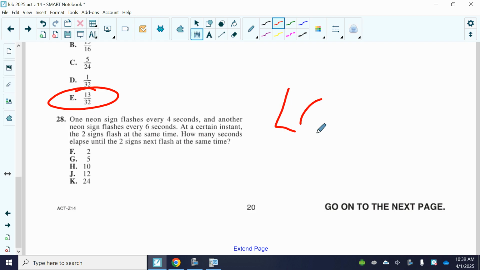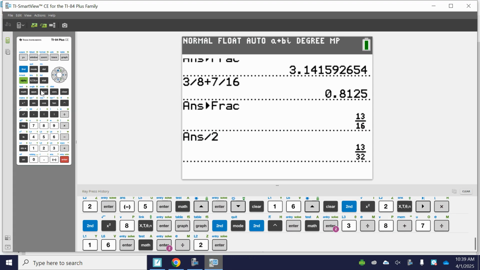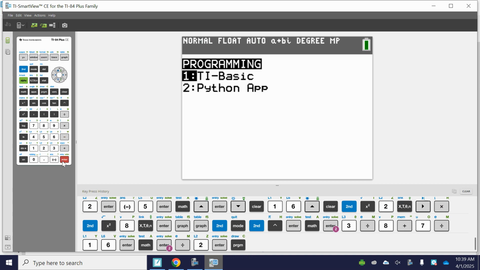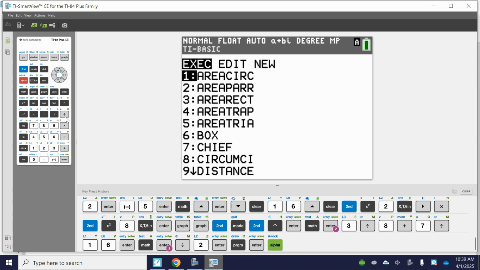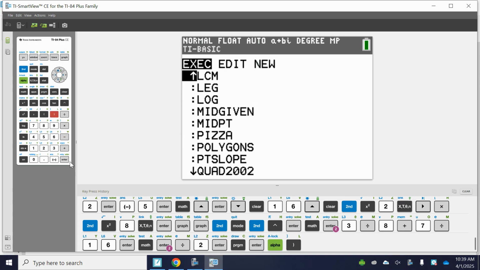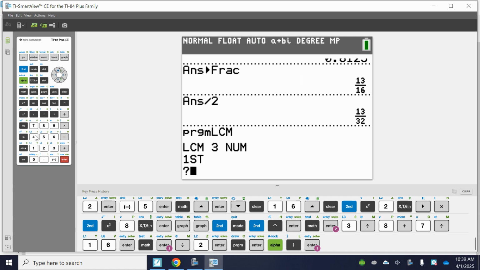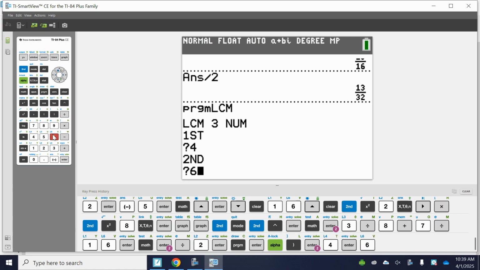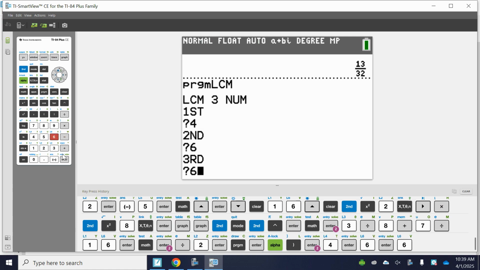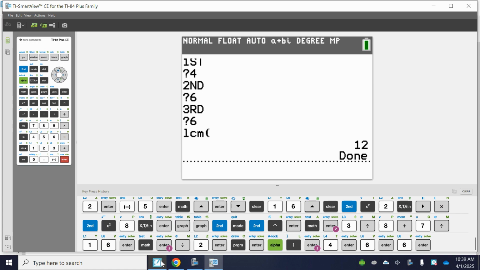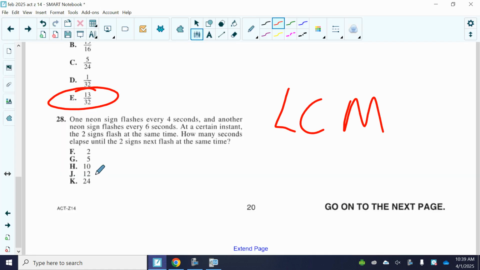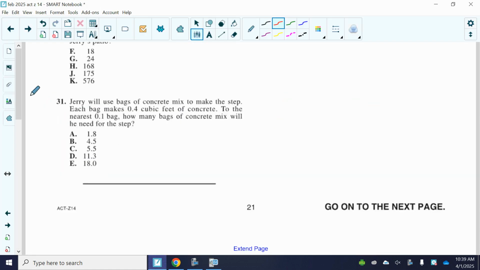This is a great use of the LCM. We've seen it a lot in our class. If you have 4 seconds and 6 seconds, it's the LCM of the two numbers. So go down and find LCM. Hit 4 and 6, but you don't have a third number to hit, so just hit one of them twice. And 12 is the answer. 12 is when they'll both flash.